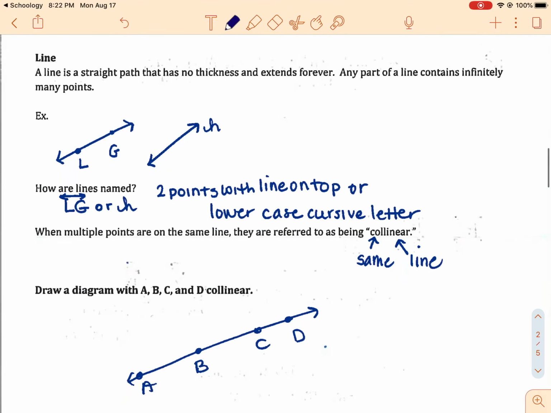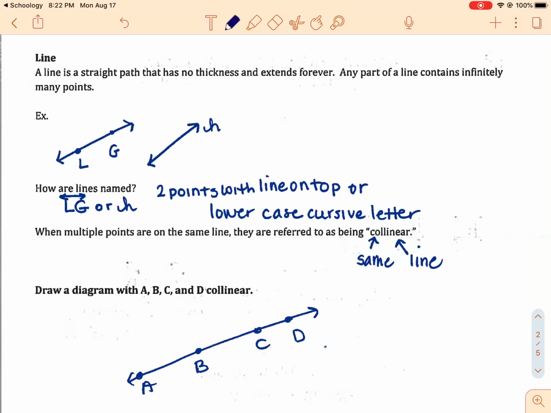What about lines? A line we know is a straight path. It doesn't have any kind of thickness and it extends forever. So it goes on infinitely, and that's why we have the arrows saying that it continues forever. A couple of examples of some lines: we have one labeled LG, and then we have another one that has a lowercase cursive h. Those are the two different ways that we could name them.